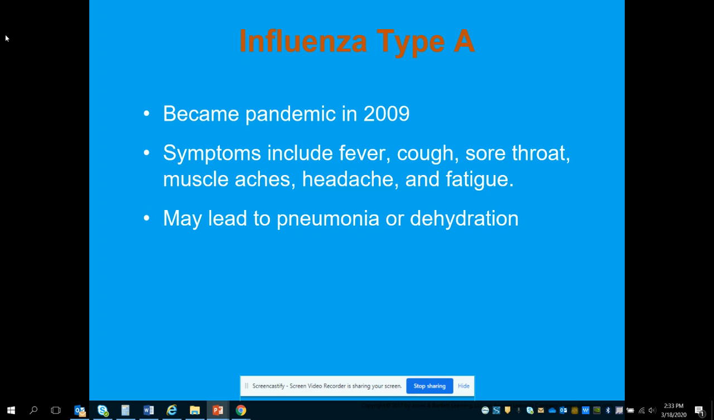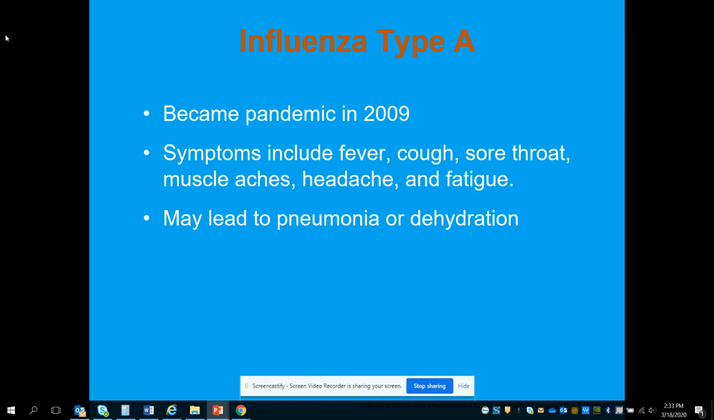Looking at influenza, there are several different strains. This is specifically talking about Influenza Type A, which became a pandemic in 2009. Symptoms include fever, cough, sore throat, muscle aches, headache, and fatigue, and it can ultimately lead to pneumonia and dehydration.